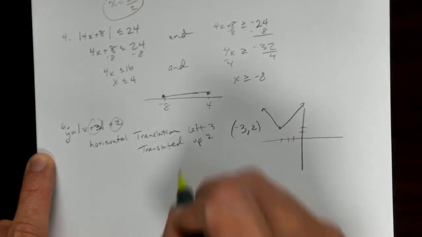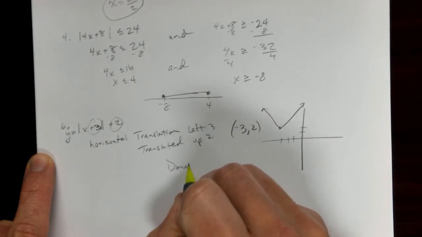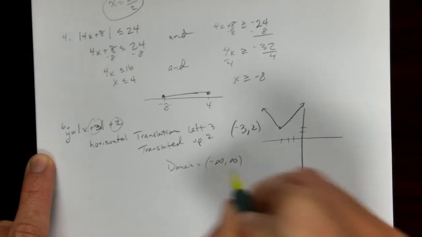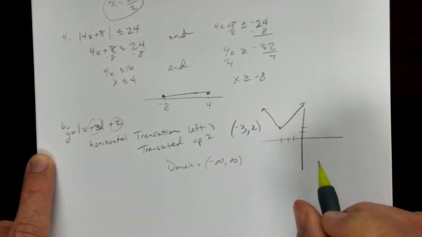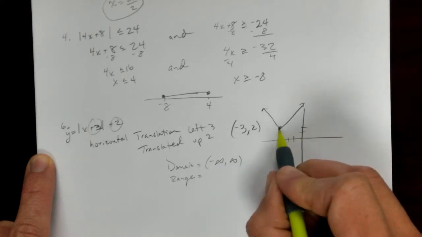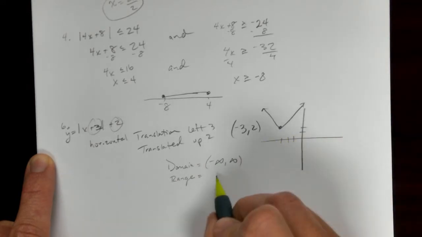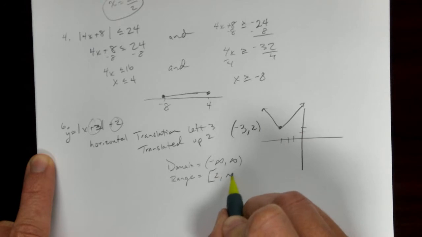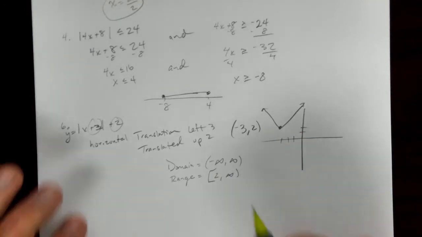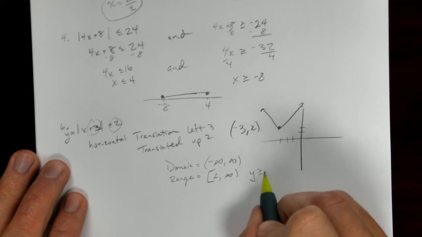Okay, so from that graph, my domain is all real numbers, right? From negative infinity to positive infinity. My range, however, is not. The lowest point on the graph is right here at my vertex, which is at positive 2. And it goes to infinity. We could also say that y is greater than or equal to 2.